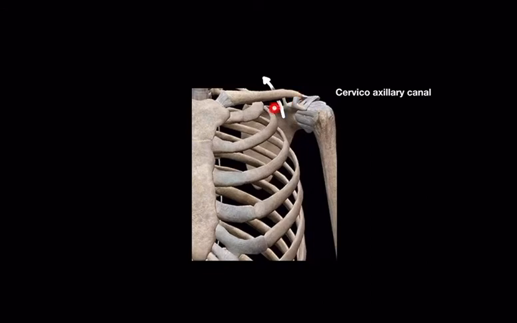Let us see the boundaries of this canal. Anteriorly, it is bounded by the clavicle. Posteriorly, by the superior border of scapula. And medially, by the first rib. So, that is cervico-axillary canal. So, if you imagine axilla as a pyramid, its apex is cervico-axillary canal.